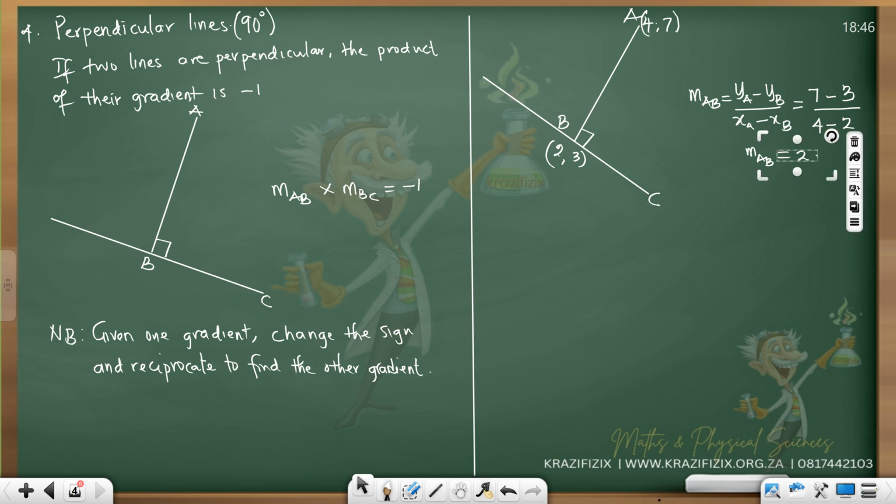All I need to do is, how do I get the gradient of BC? Remember small letter m? It says, given one gradient, change the sign and reciprocate. So you see I have a positive, I'll change it, it becomes a negative. This is 2 over 1, becomes 1 over 2. Done. So that when I multiply those two, I should get -1. 2 times -half is negative.